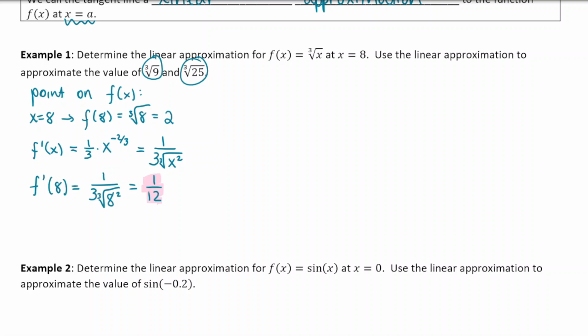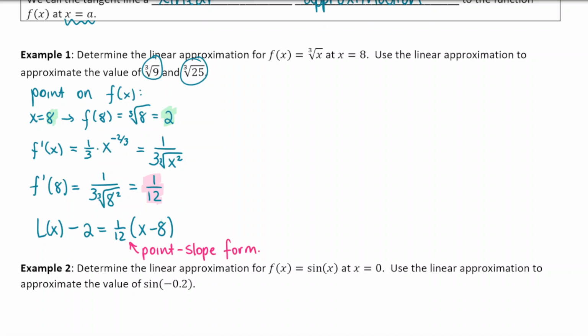The coordinates of our point are 8 and 2, so we can make our tangent line approximation now. Because it's a linear approximation, we sometimes use L of x to describe it. You could also use y, it doesn't really matter, but in the book we use L of x. So it would be L of x minus 2 equals 1/12 times x minus 8. This is point slope form, or slope point, whatever you want to call it.